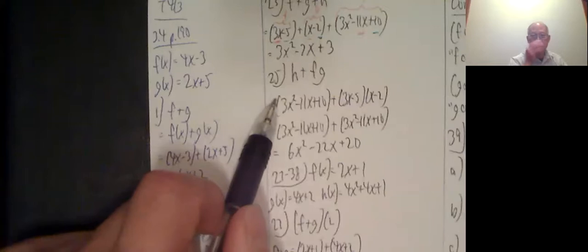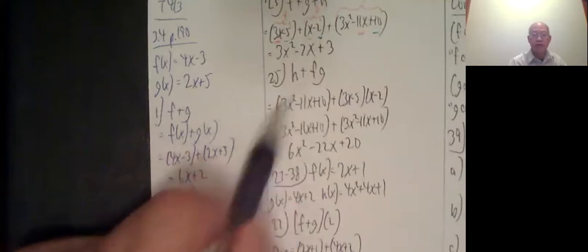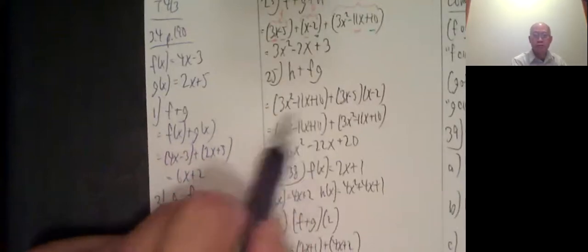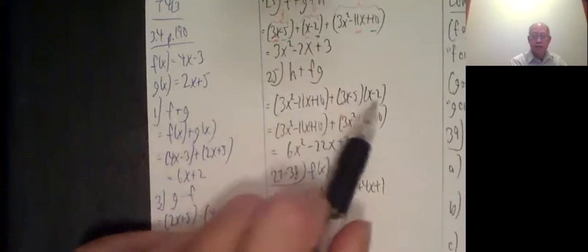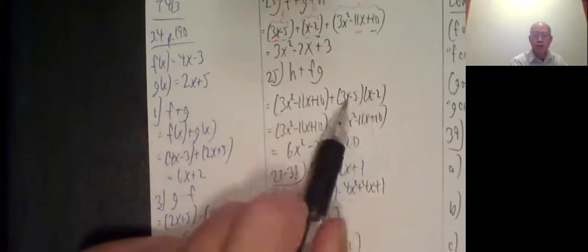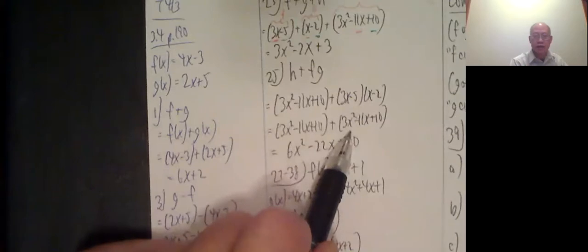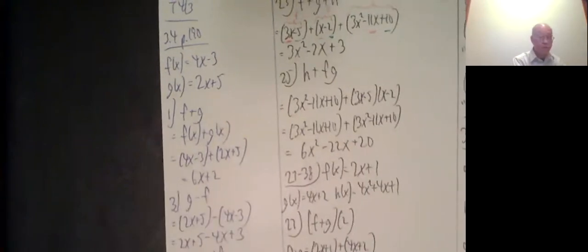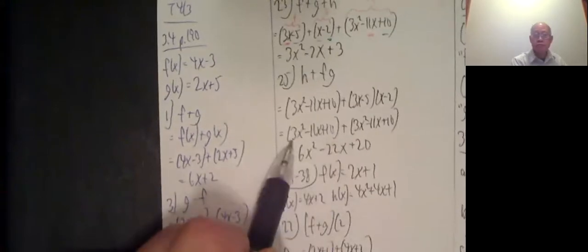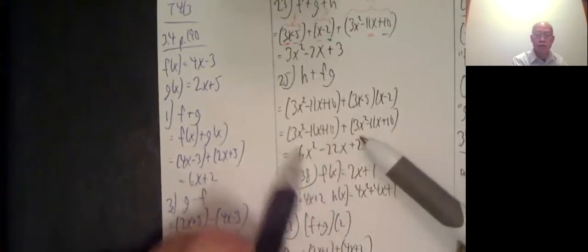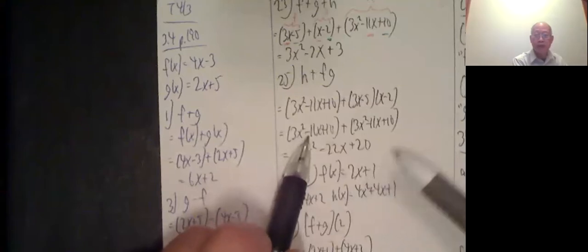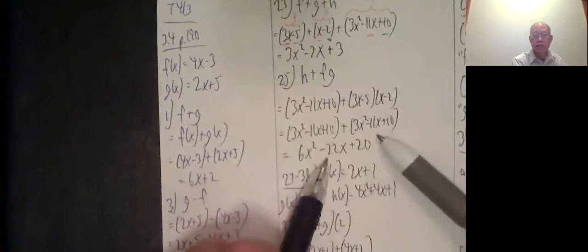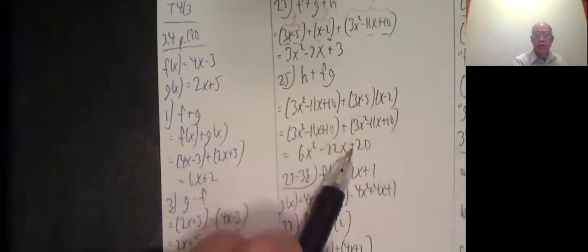Okay, you can see we do all kinds of stuff here. h plus fg, here's h, here's f times g. So first I do f times g, that comes out to be 3x squared minus 11x plus 10. We already did that a while back here. And then just add them up. So 3x squared plus 3x squared, 6x squared. Negative 11x, another negative 11x, negative 22x. 10 plus 10 is 20.